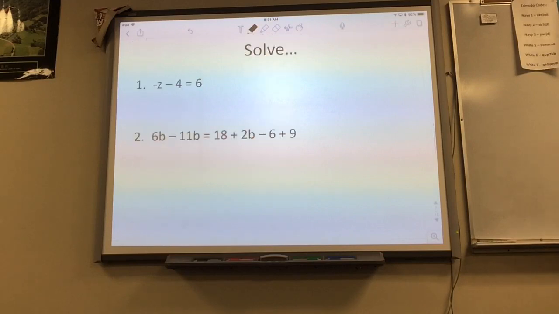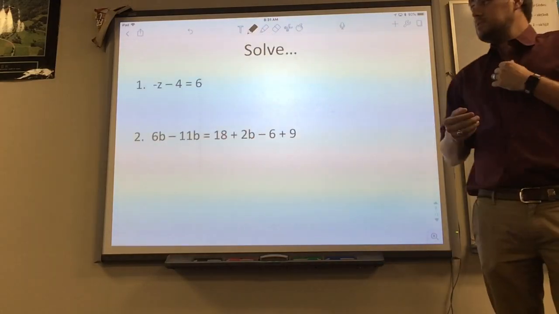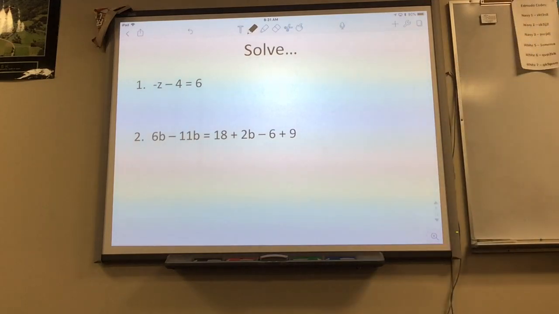Okay? So what thing are we going to undo first on this one? The 4, because it's being subtracted. And we undo the subtraction and addition first. So it's being subtracted, so we're going to add 4 to both sides. Negative z equals 10.